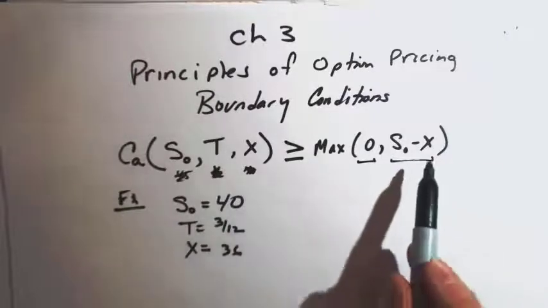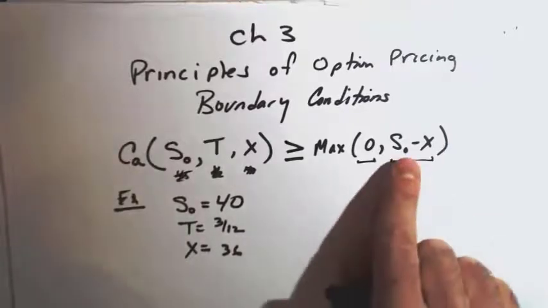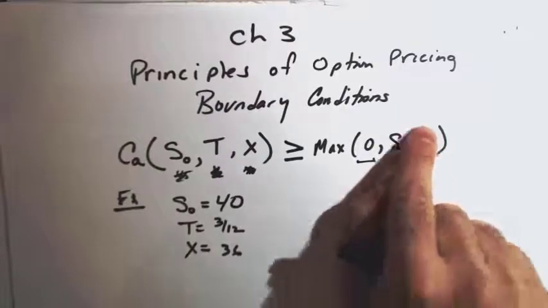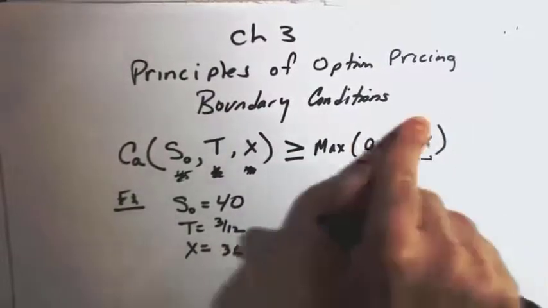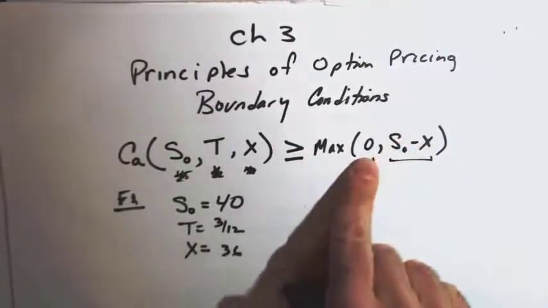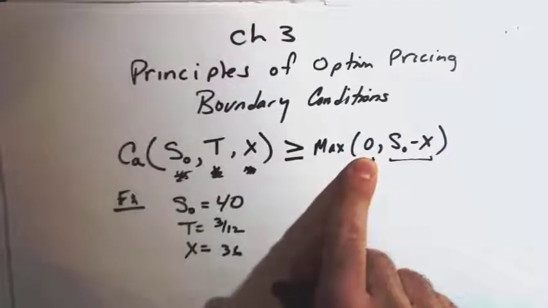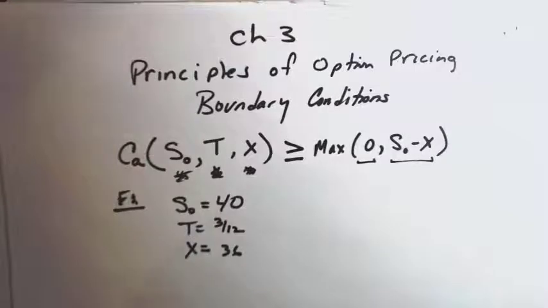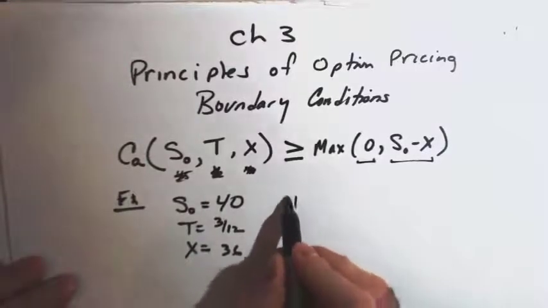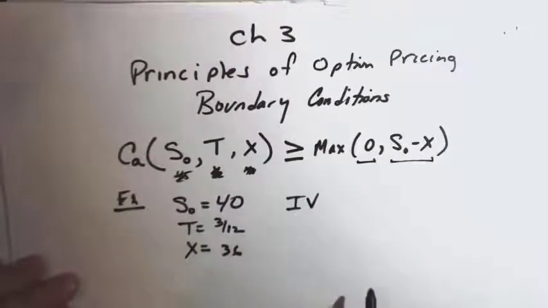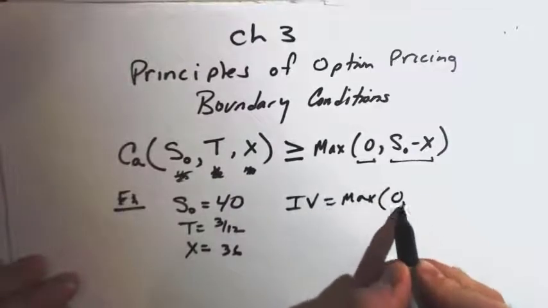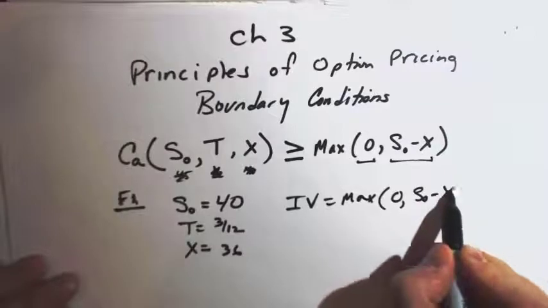So I like to point out that this is the intrinsic value, the S minus X. I should be clear that technically, this whole thing is intrinsic value. It's just that you have no intrinsic value when it's at or out of the money. The actual value comes about when it's in the money. Okay, so we'll call it IV. Let's just call it IV for intrinsic value. And that equals the maximum of 0 or S0 minus X.